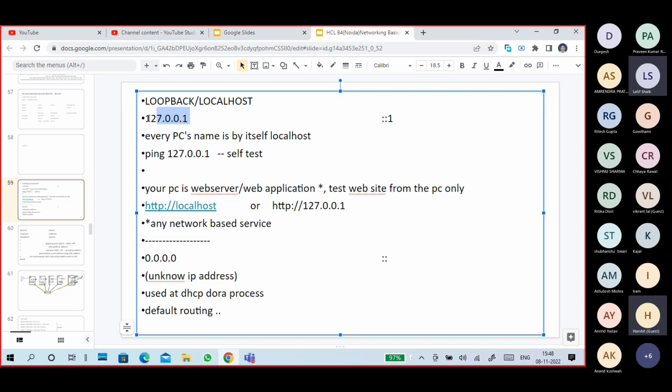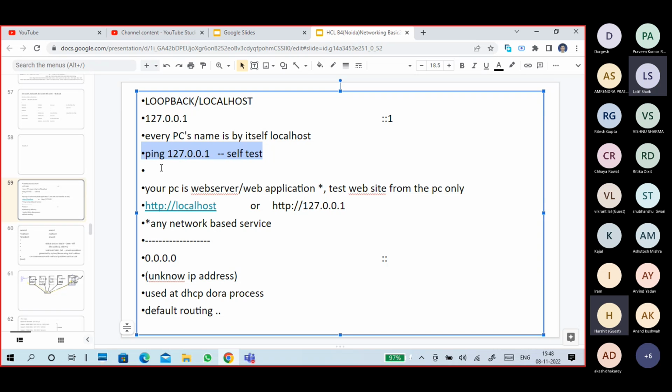So again, what is the localhost? This localhost IP is 127.0.0.1. It is also called a loopback address because it is used for self-testing. Every PC's name is itself a localhost, and its IP address is 127.0.0.1. You can ping the name called localhost or the IP address. What is the meaning of this self-test?